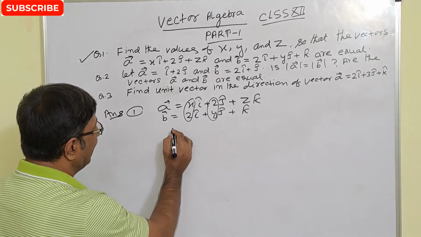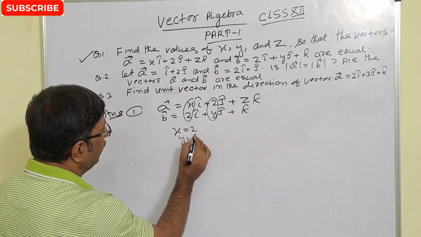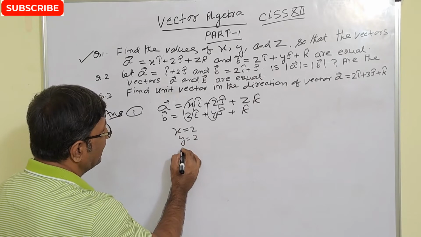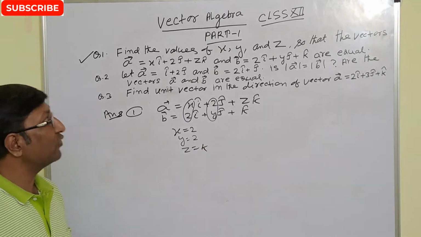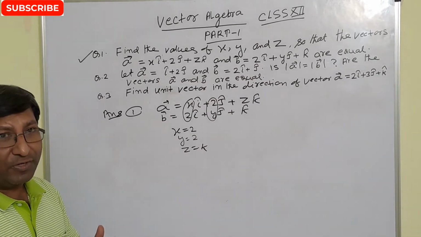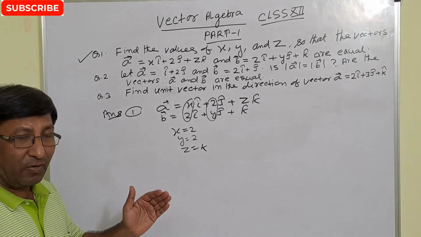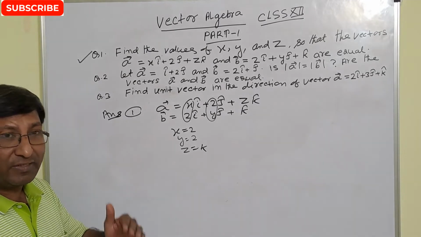So you can write directly x equal to 2 and y equal to what? That is 2, and z equal to what? That is k. So most important concept is what? When the two vectors are equal, then coefficient of unit vector I of the first vector equal to coefficient of unit vector I of the second vector.